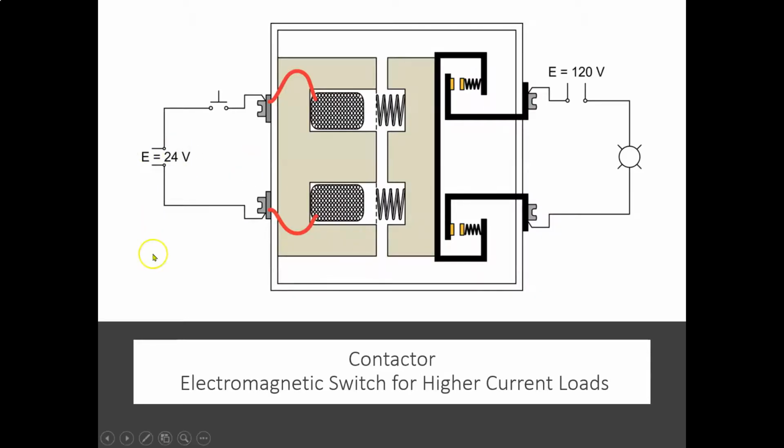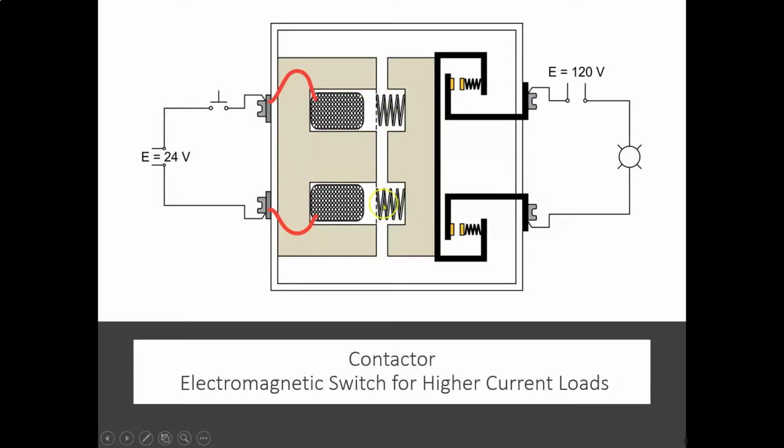So here's a cross-sectional view again. We have a 24-volt source and a push button hooked up to our coils. We have 2 coils hooked up in series. So when I hit that push button, we have 24 volts traveling through both coils in series, so 12 volts each, and a magnetic field is going to be created in this core right here. This sideways M or E, whatever you want to call it, is your core.